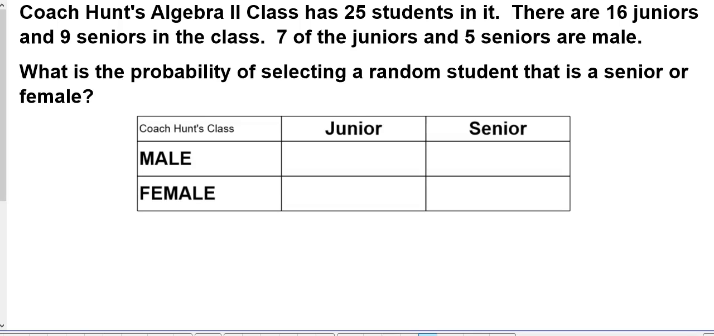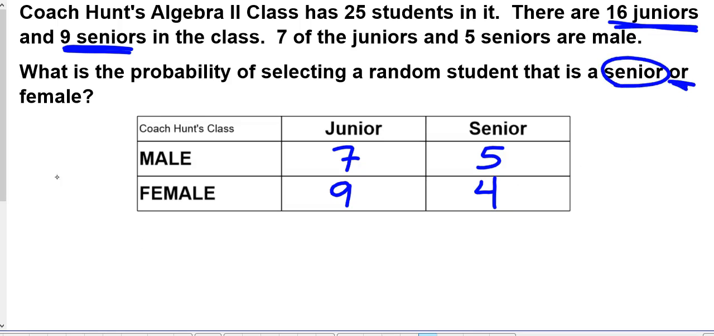Again, this is a very similar problem to what we just saw. We have 7 juniors that are male and 5 seniors that are male. It told us that we had 16 total juniors, and since 7 of those were male, that would leave 9 of those being female. And since we had 9 seniors total, that would mean that since 5 of them were male, we would have 4 females. Now, that's a breakdown of the class. Now, the question is, what is the probability of selecting a student that is a senior or a female?